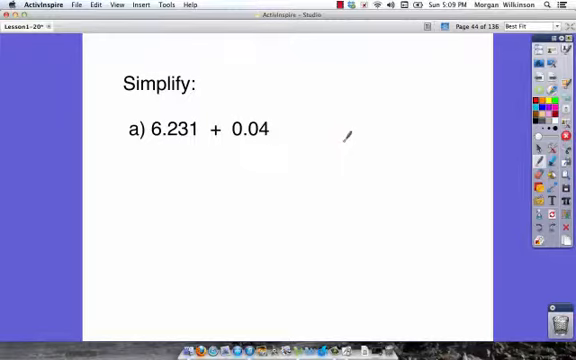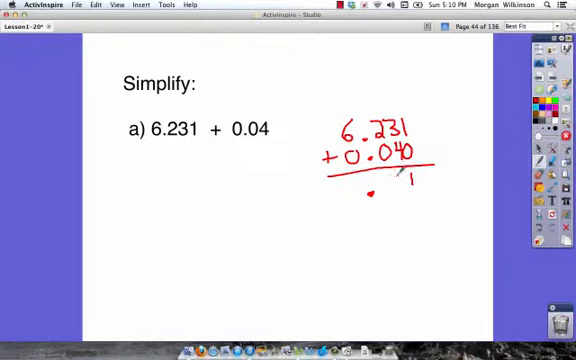Alright, let's go ahead and simplify. We know when we add decimals, we've got to line them up vertically. 6.231, or 6 and 231 thousandths, plus 0.04, or 4 hundredths. We've got to make sure that decimal point stays exactly lined up, and it's going to stay exactly lined up in our answer. We're going to add a placeholder 0 on here because we know it's going to be 1 plus 0, that's 1. 3 plus 4 is 7. 2 plus 0 is 2. And then we have 6 plus 0 is 6. So we have an answer of 6 and 271 thousandths, or 6.271.